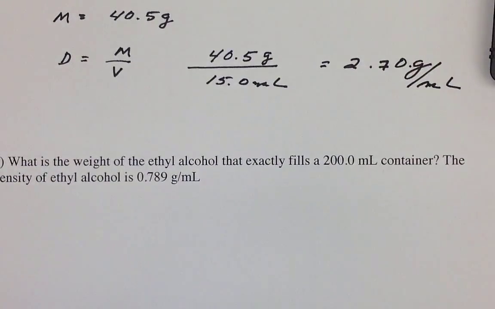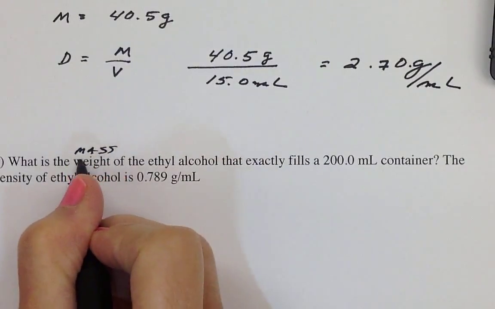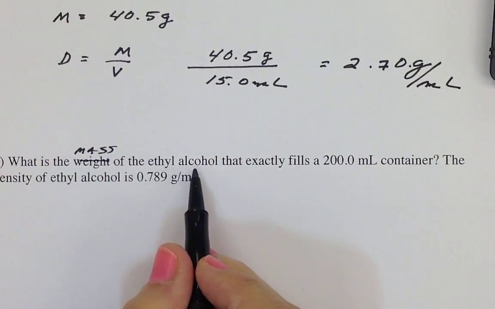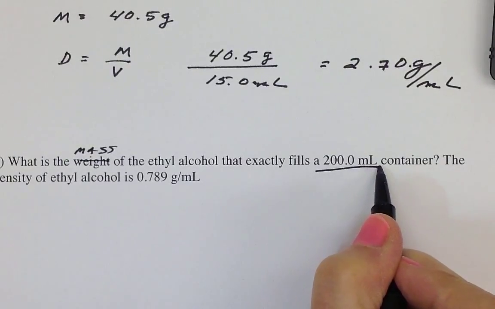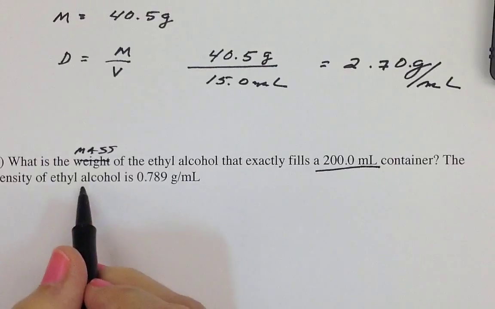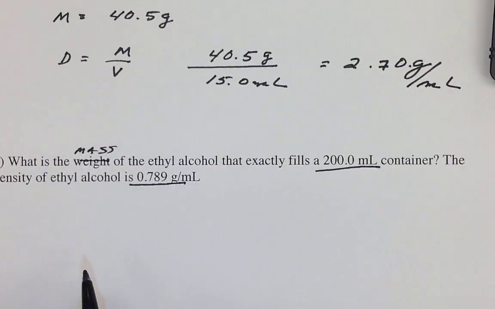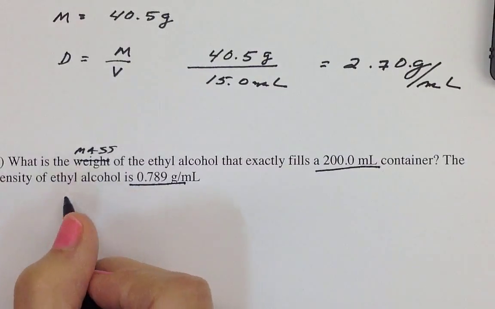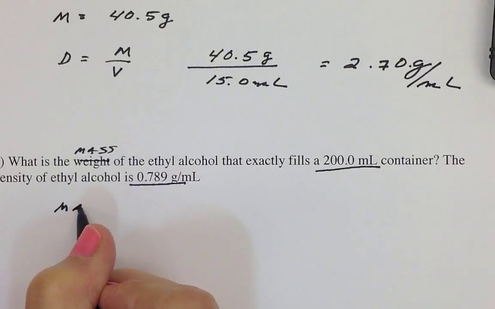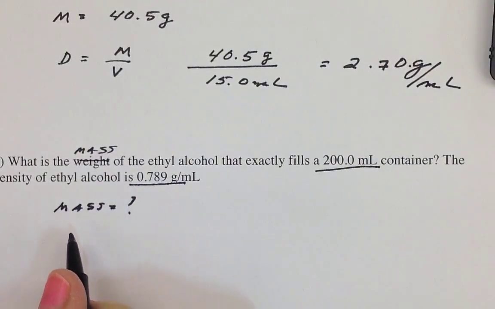The next problem says, what is the weight, or let's say the mass, I like this better, of ethyl alcohol that exactly fills a 200 milliliter container? The density of the ethyl alcohol is 0.789. So what information do we have? What are we looking for? We're looking for mass.